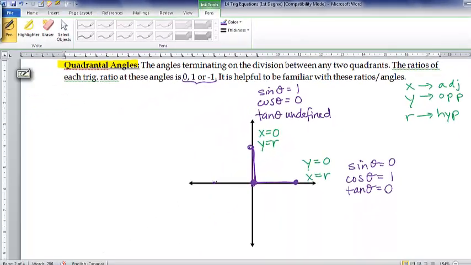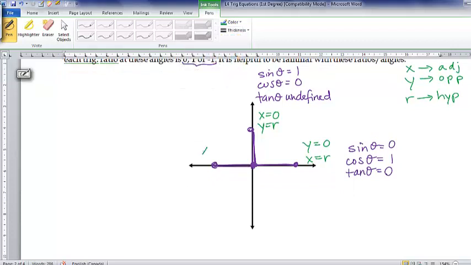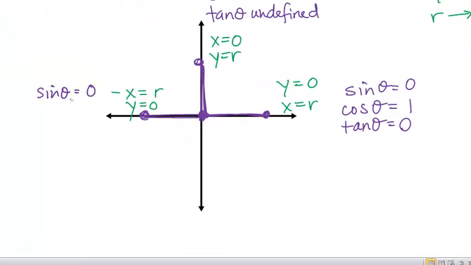Okay. Keep going to 180 degrees, here I am. So at this point, now I've got x and r the same, but opposite signs, so negative. And then y is 0 again. So in this case, my sine ratio would be 0 again, since the y is 0. Cosine, they're equal but opposite, so negative 1. And tangent, again, is going to be 0.